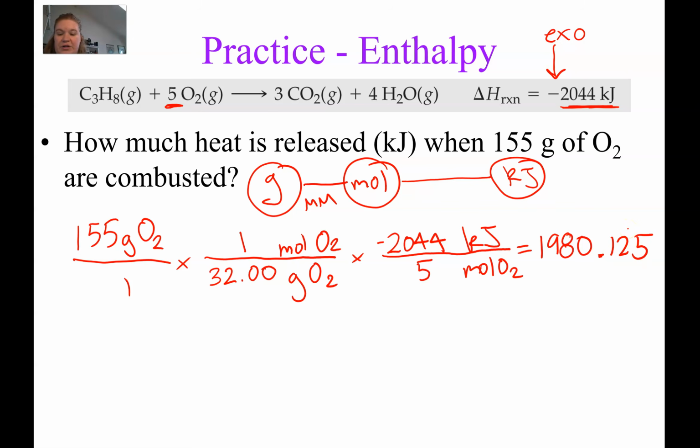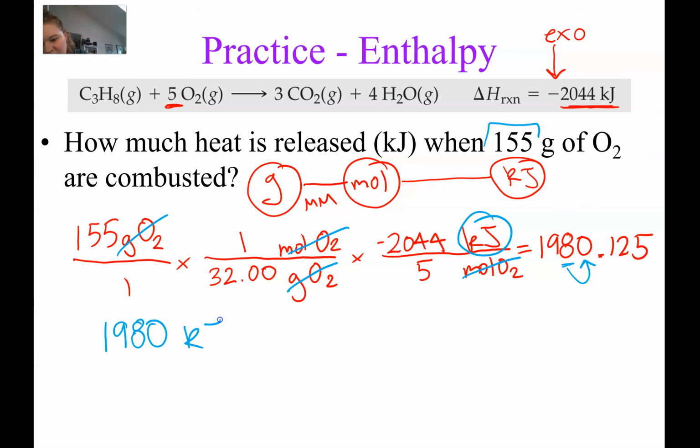All right, we're going to do our checks. Grams of oxygen, moles of oxygen, we're left with kilojoules. We want to check our sig figs. We started with 3, so there's 1, 2, 3. It's going to stay at 3. So 1980 kilojoules. Now that 0 at the end is a little ambiguous, so it's best to rewrite it without that 0. So I'm going to rewrite it as 1.98 times 10 to the third.